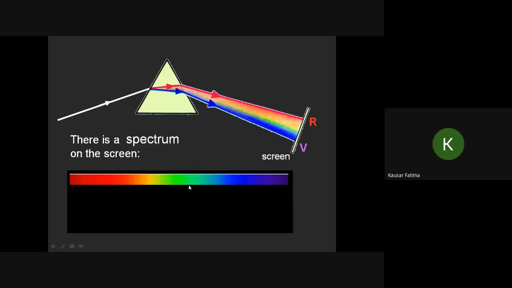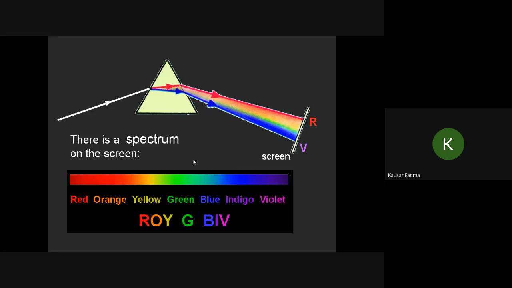Okay, so red, and this is orange, yellow, green, blue, indigo, and violet. So we also call it ROY G BIV, or VIBGYOR if you start reading from violet color.